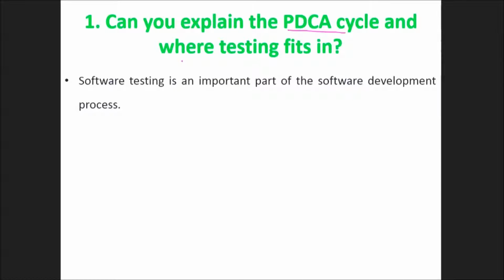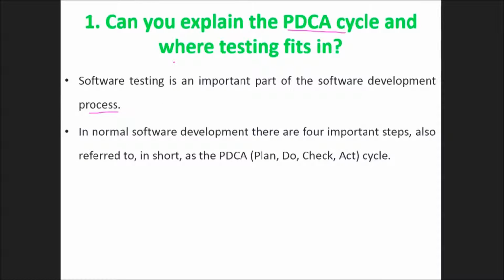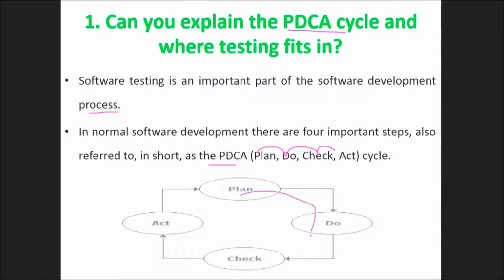Software testing is an important part of the software development process, as we all know. And in normal software development, there are 4 important steps, also known in short as PDCA: plan, do, check and act. This is a cycle. Plan, do, check and act. Again, plan, do, check and act.